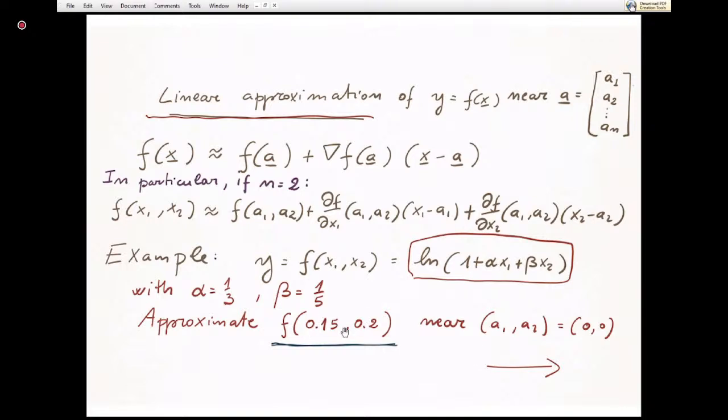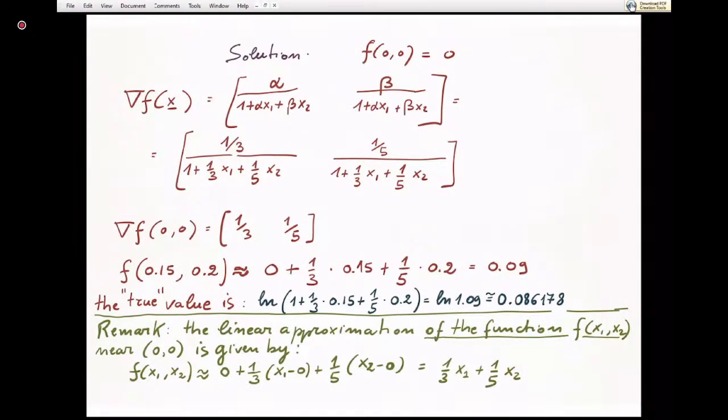So I want to approximate this. A convenient starting point is 0, 0, because these values of the variables are quite close to 0. So my initial point is 0, 0. Okay, so I compute the gradient.